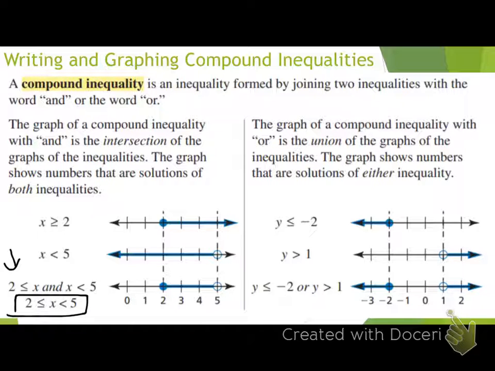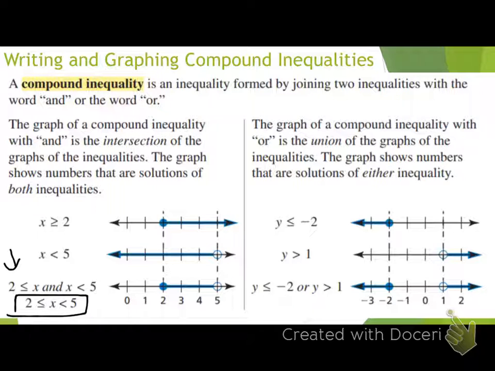Okay, that's and compound inequalities. Let's talk about or now. The graph of a compound inequality with or is what we call the union of the graphs of the inequalities. So and was the intersection, or is the union of the graphs of the inequalities. The graph shows numbers that are solutions of either inequality. So for my or compound inequalities, it just has to fit one of my conditions. It does not have to fit both of them for it to be a solution. Does that make sense?